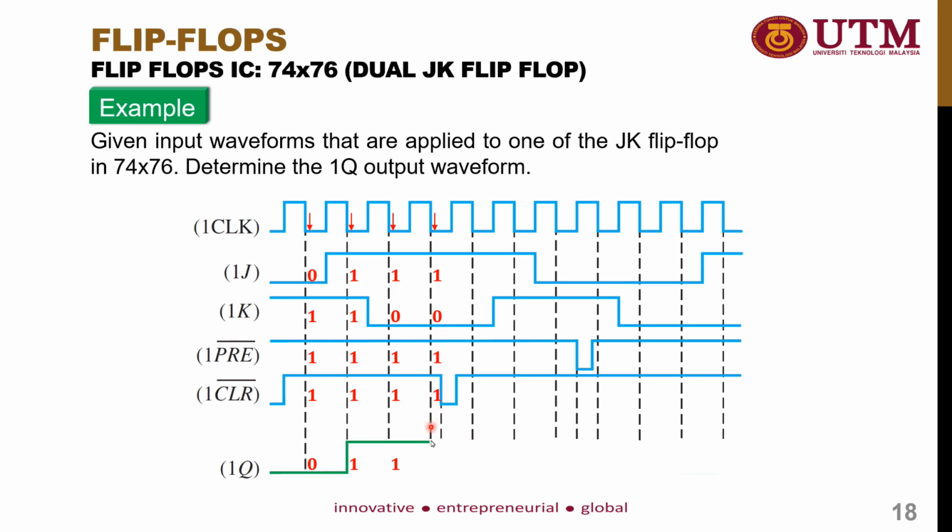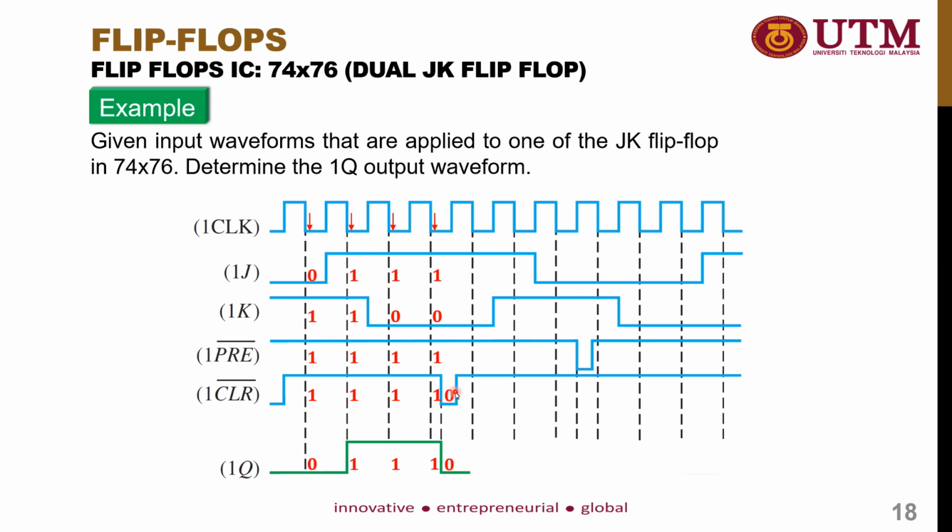So it will still retain the value of 1 because it is in set mode. But suddenly you see here the input CLR bar is set to 0 and the input PRE bar retains. So it means that the output will automatically become 0, because it doesn't matter what the clock input is. So it will automatically enter the asynchronous mode.